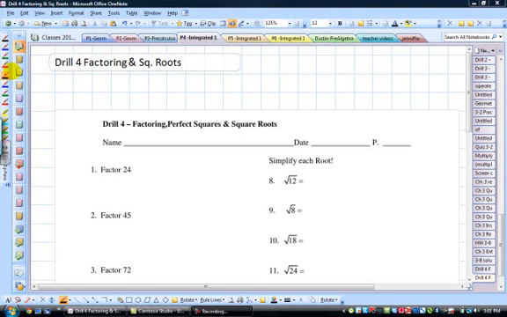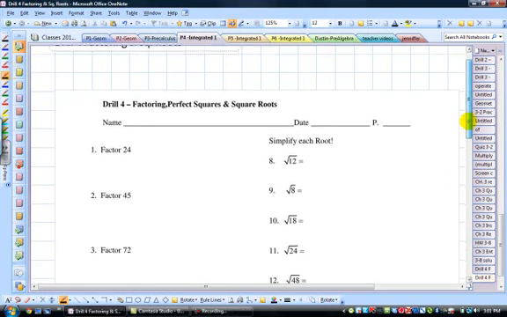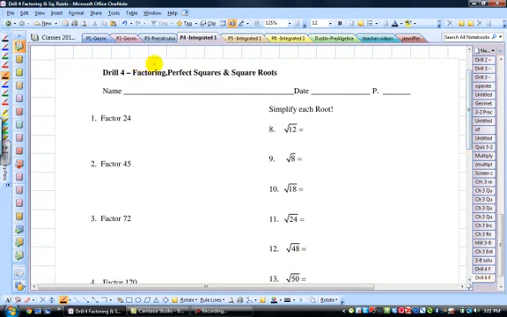Hey everybody, this is Mr. Ainsworth, and I'm here to do drill 4 with you guys. It's all about factoring perfect squares and square roots. Alright, we've done this before, but I made it into a drill, so work with me here. If you need to pause and play, that is cool. Make sure that someone's at the computer to control the mouse so you can pause and play.